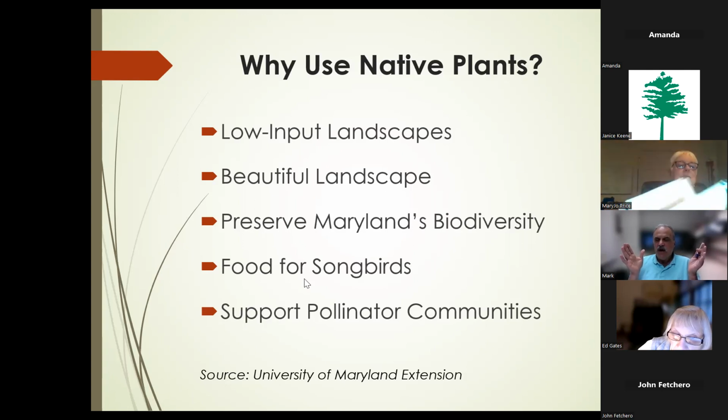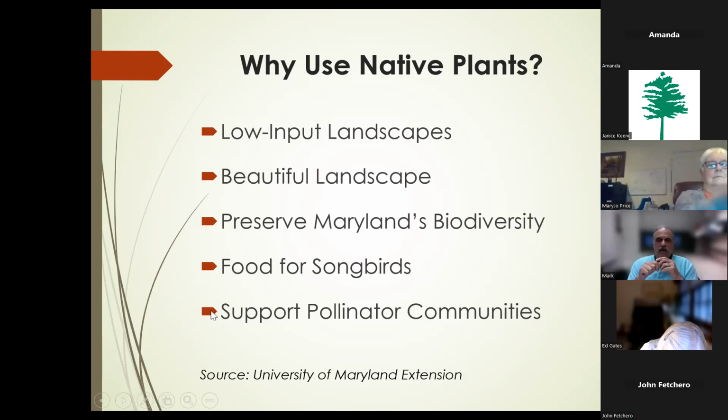Why should I use native plants in my garden or in my landscape? You can go on the internet, you can Google why use native plants, and lists like this one pop up in front of you. This is from the University of Maryland Extension. They were the group that trained master gardeners. But I wanted to learn more about it. I wanted to dig deeper. Why are these particular plants important versus other ones that aren't?